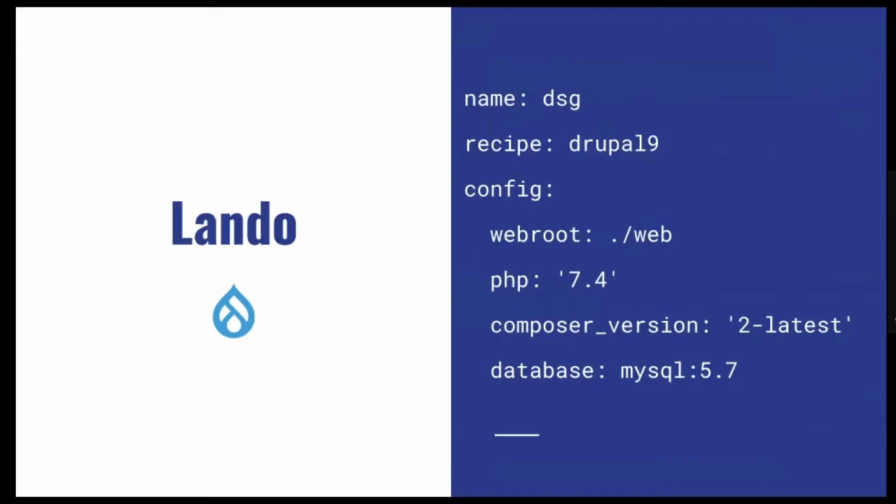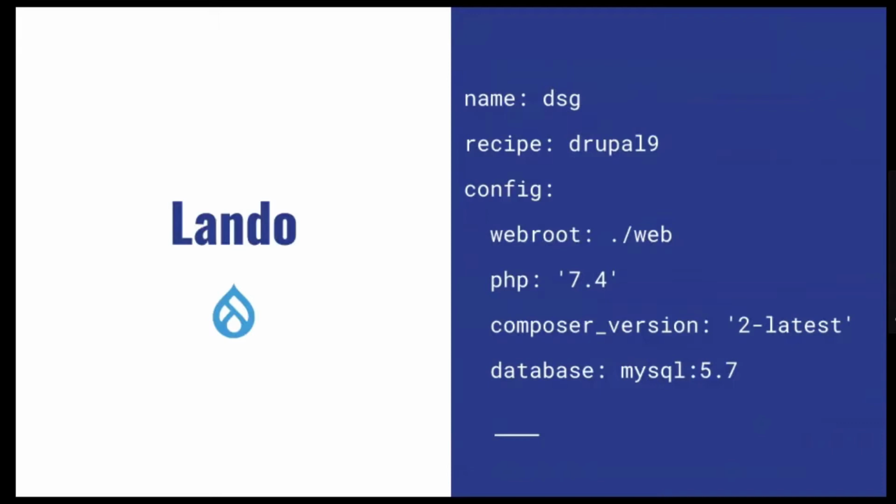And it's pretty simple. So if we go line by line, so name, specifying your specific project, then a recipe, which I decided to use, which is Drupal 9, and then configuration. So config would be which PHP version you want to use. So I decided to go with 7.4. Where's your web root? It's obviously in the web folder. Which composer do you want to use?